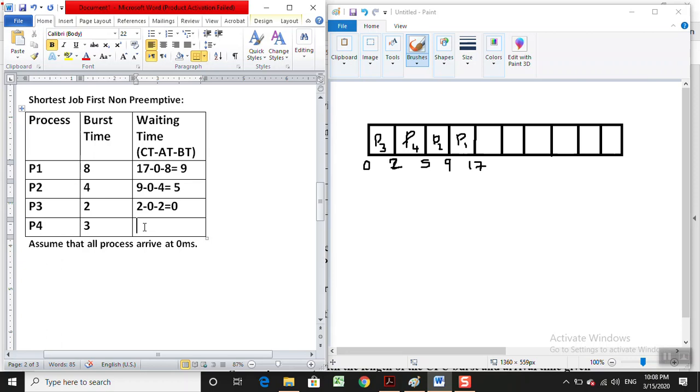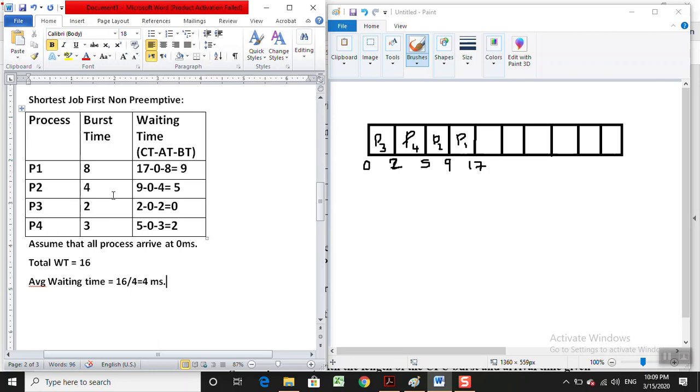And P4, when did it finish? It finished at 5, the arrival time is 0, and the burst time is 3, so it has to wait until 2 milliseconds. The total waiting time is 14 plus 2, that is 16, and the average waiting time is 16 divided by the number of processes, 4, that is 4 milliseconds. Understood everyone? Very simple.